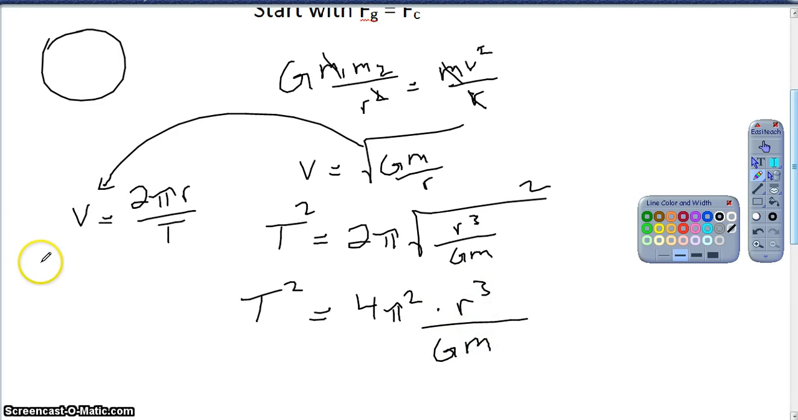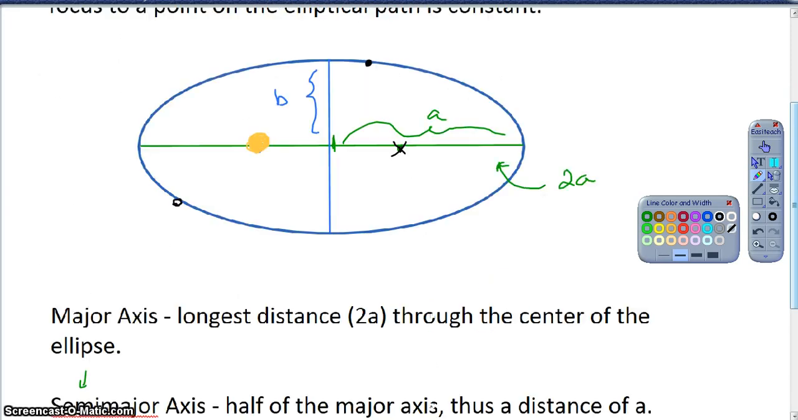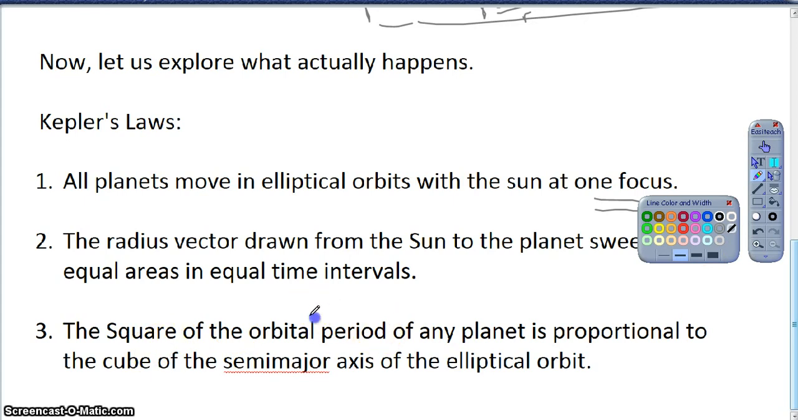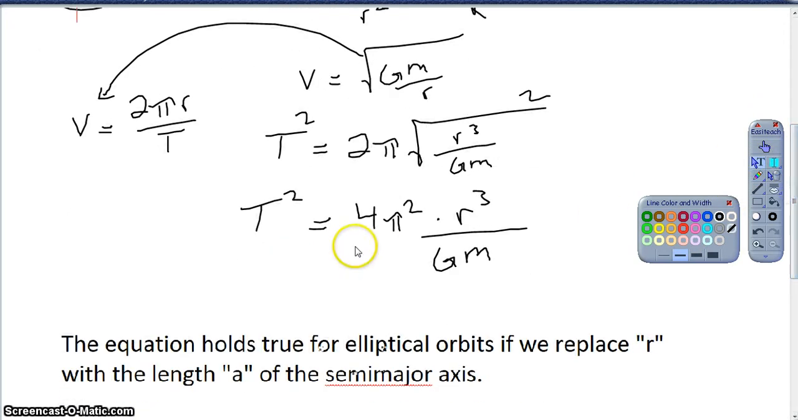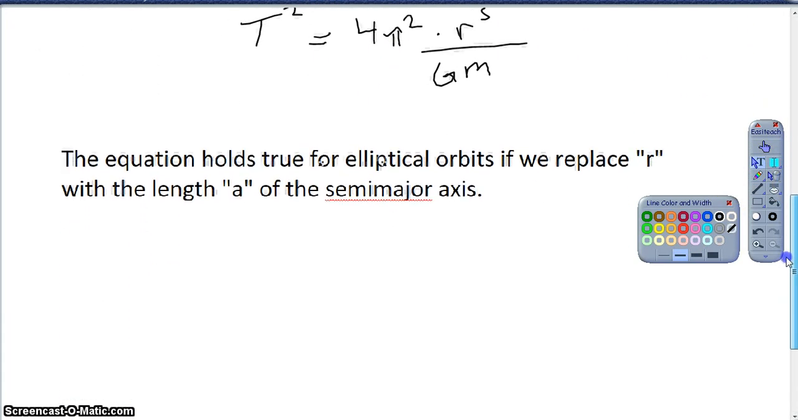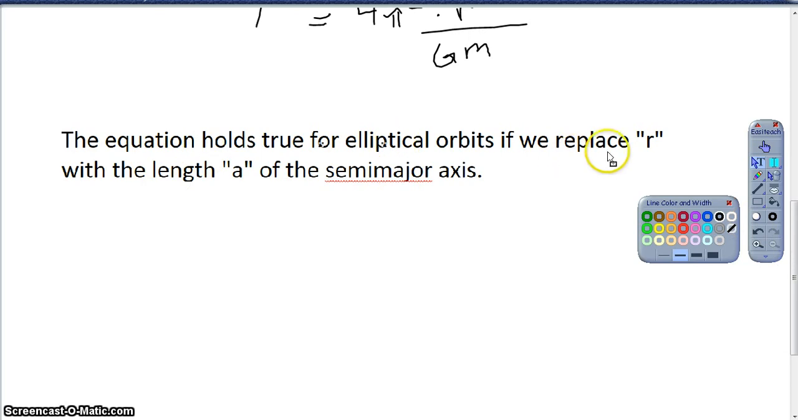If we go back to Kepler's third law, just one more slide back, it says the square of the orbital period, T squared, is proportional to the cube of the semi-major axis, a cubed. We can almost see that with the equation we just developed: the period squared is proportional to the radius cubed, the distance between the two cubed. This is true for circular orbits, but it holds true for elliptical orbits as well if we simply replace the r with a, the length of the semi-major axis.